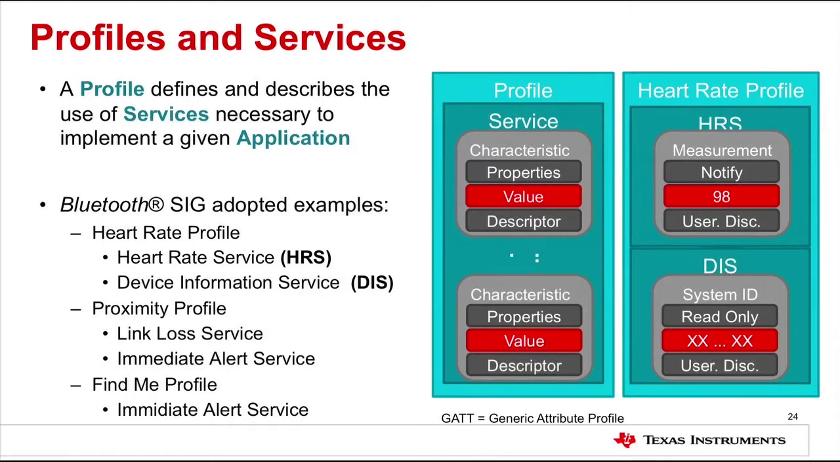Another example here is proximity. You would have a couple of services that would work for proximity: link loss service and immediate alert service. It just defines how things work within the solution itself.